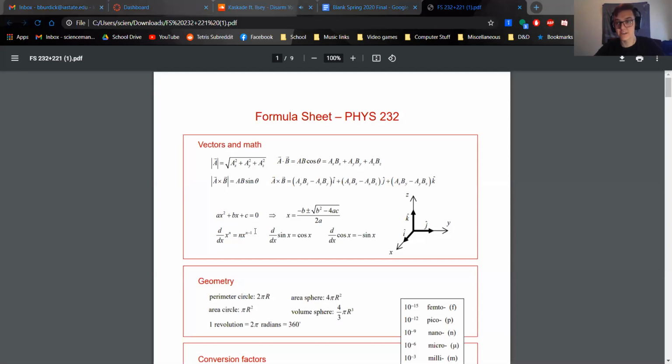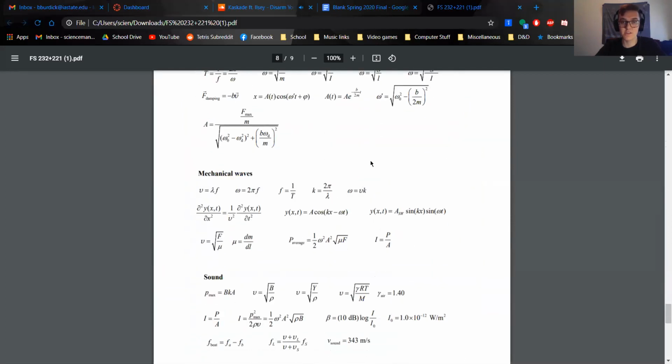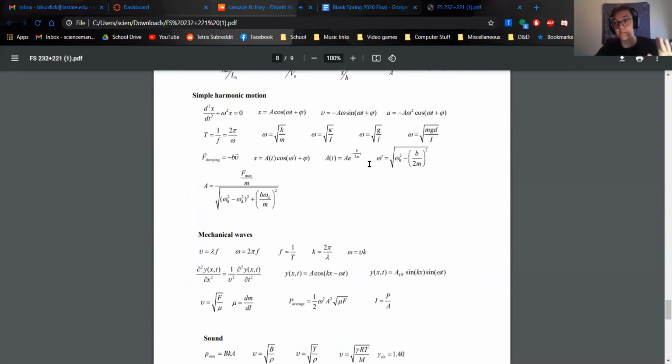I have the chat open, so if you have any questions, feel free to ask, and I will answer them. But here we go. So the formula sheet, it's very long. We've got a lot of information here. So it's worth knowing how to look through it. So if you guys have this, print it out.